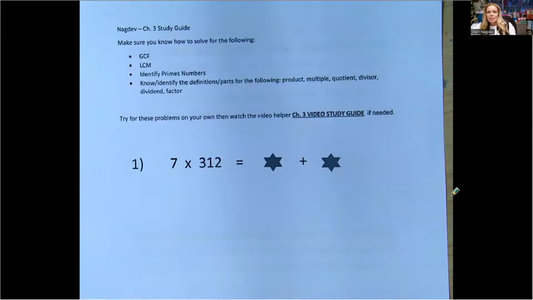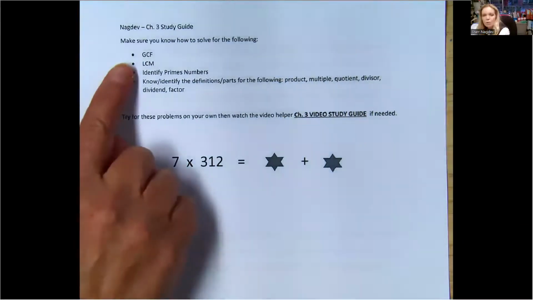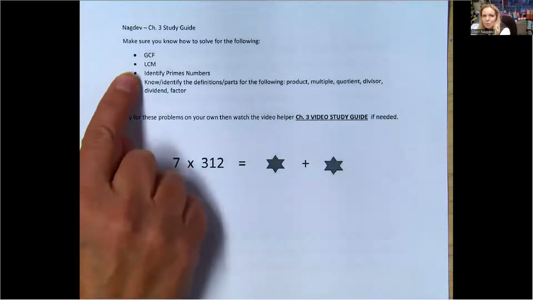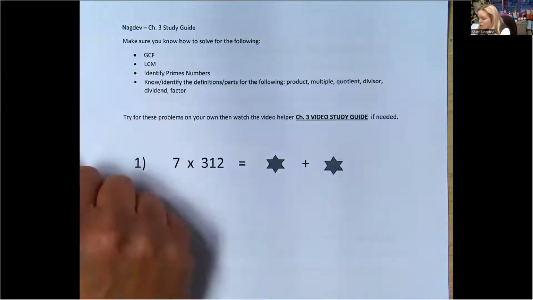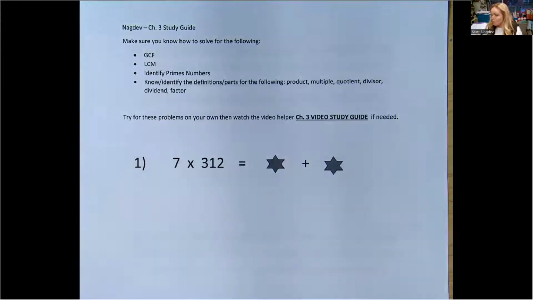Okay, for this test, what you need to know is greatest common factor and least common multiple. You need to be able to identify prime numbers. You need to know the definitions for all that we have reviewed in this chapter. So that would be product, multiples, quotient, divisor, dividend, factors. Those are things you need to know. All of this we've already reviewed in class. I think there's one question on here that you have not yet seen, but it's kind of putting it all together. So I think you can do it.